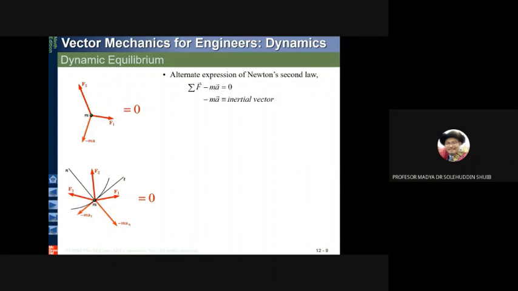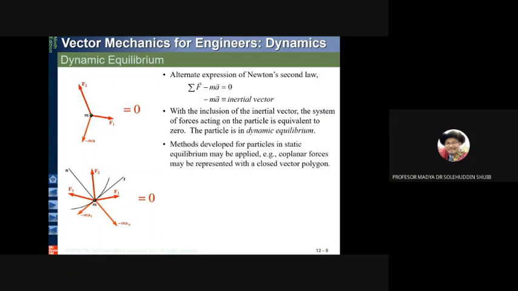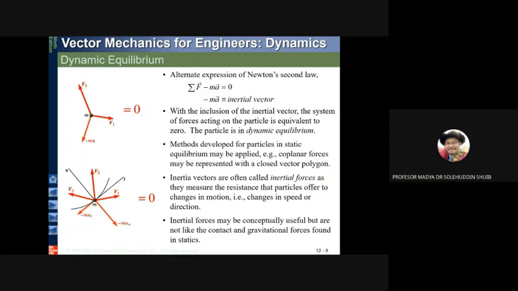This one is about dynamic equilibrium. We have an alternate expression for Newton's second law. I'm not going to do that.